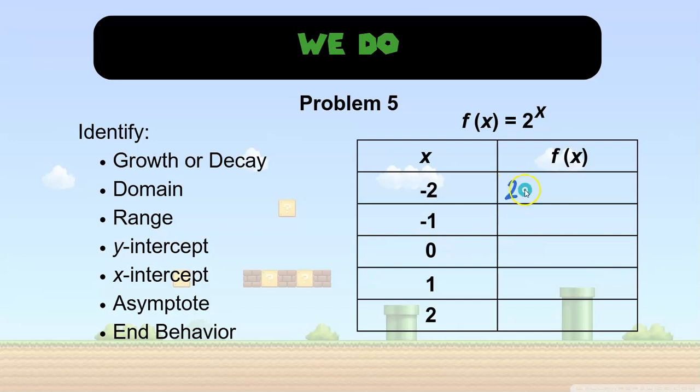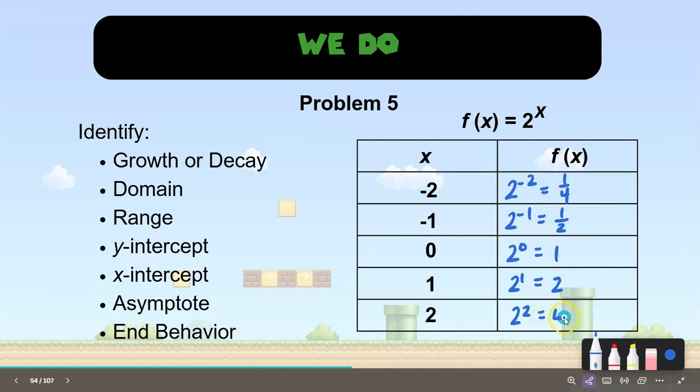So 2 to the negative 2 power is the same as 1 over 2 squared, which gives us 1/4. 2 to the negative 1 power is 1 over 2, which is 1/2. 2 to the 0 power, the law of exponents lets us know that anything to the 0 power is equal to 1. 2 to the 1 power is just 2, and 2 squared is 4.